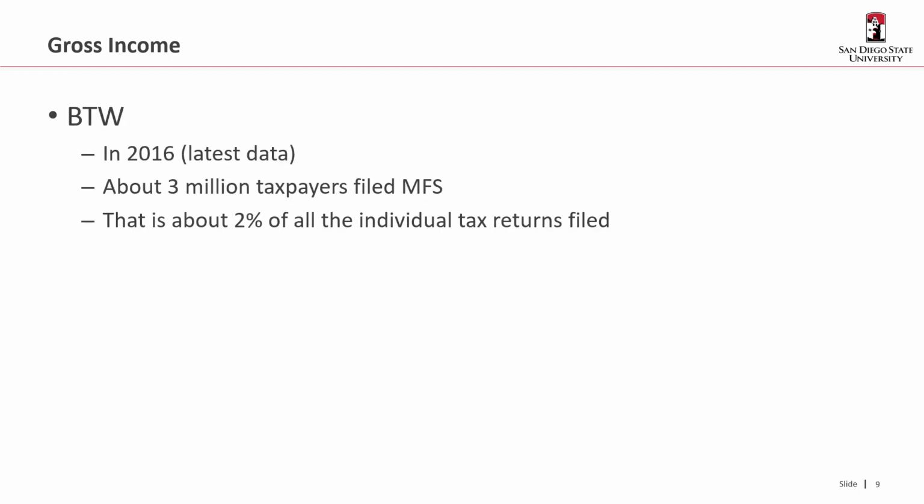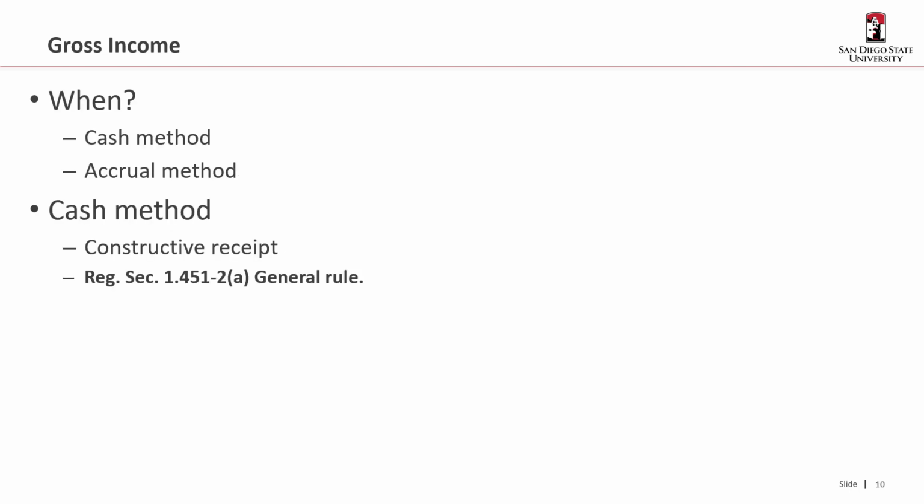Okay. So for what it's worth, in 2016, which is the latest data that I could find that the IRS had released, about 3 million taxpayers filed married filing separate. And just to put it into context, that's about 2% of all of the individual tax returns filed. So it's a very low number, which is why we don't spend a lot of time on the community property rules. But if at some point you decide to become a tax expert and you take the estate planning course, that's where community property really starts to weigh in pretty heavy.